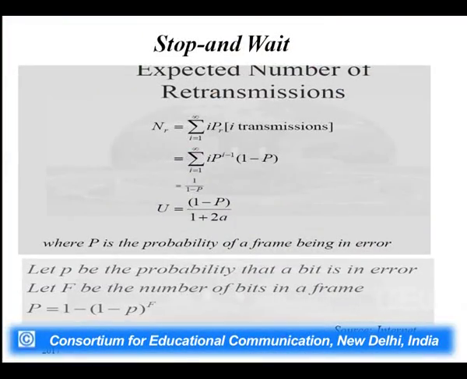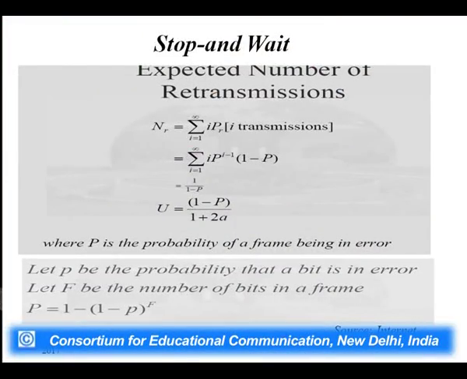If you look at this equation now, we say Nr equals the summation from i equal to 1 to infinity of i times P_r, the probability that the ith attempt is the one that succeeds, meaning it takes i attempts. That is p raised to power i minus 1 into 1 minus p, because 1 minus p is the probability that the frame will not have an error, and p is the probability that it will have an error. That means in i minus 1 attempts the frame has an error. So it is p raised to power i minus 1, where capital P is the error probability of a frame.